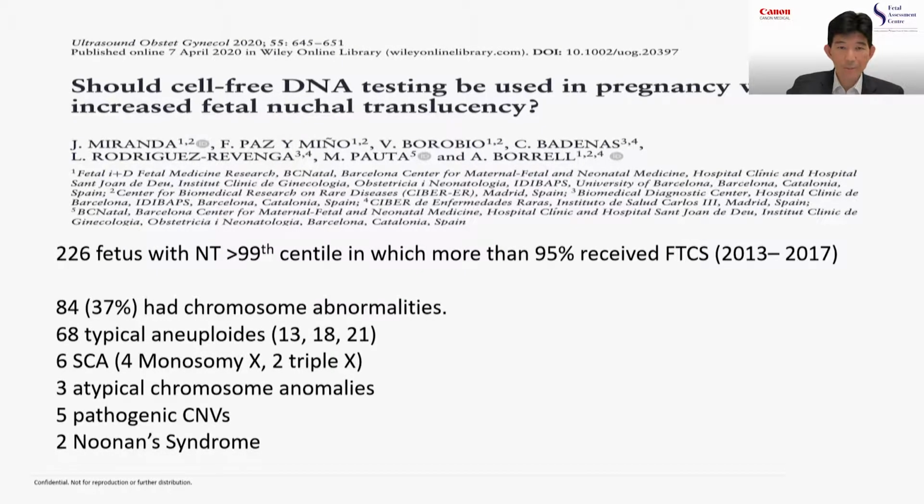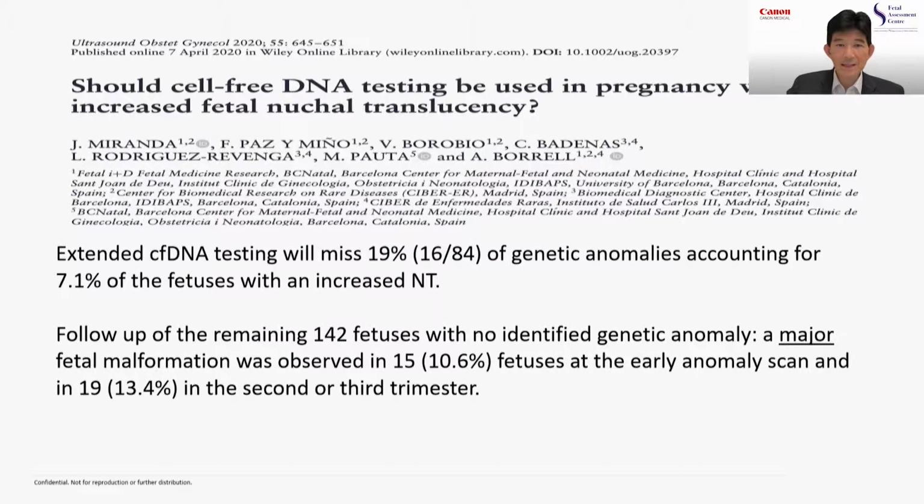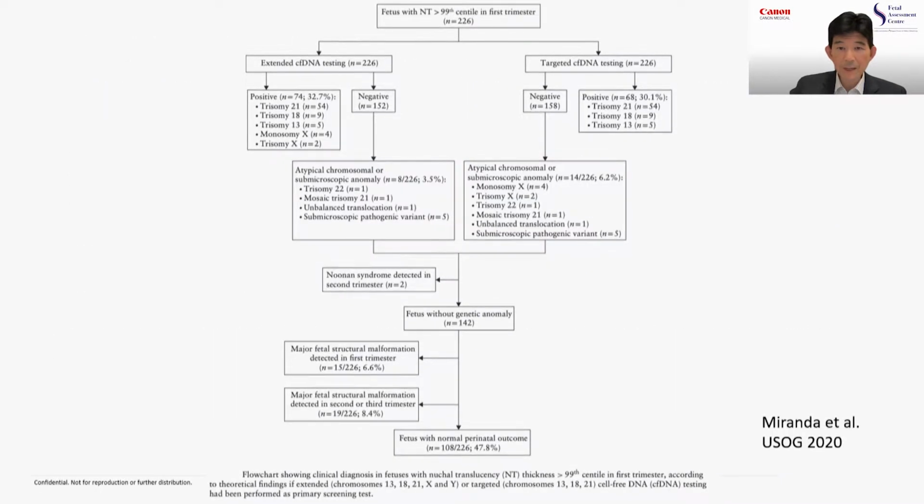The next slide will elaborate further on that. 16 out of the 84 genetic abnormalities would have been missed if you had just screened using NIPT and not done a first trimester screening scan. If you had done a first trimester screening scan, you would have used the cutoff of a nuchal thickness of more than the 99th centile, and you would have at least picked up the additional 16 of the 84 genetic abnormalities. This is a flow chart of how the results were revealed.